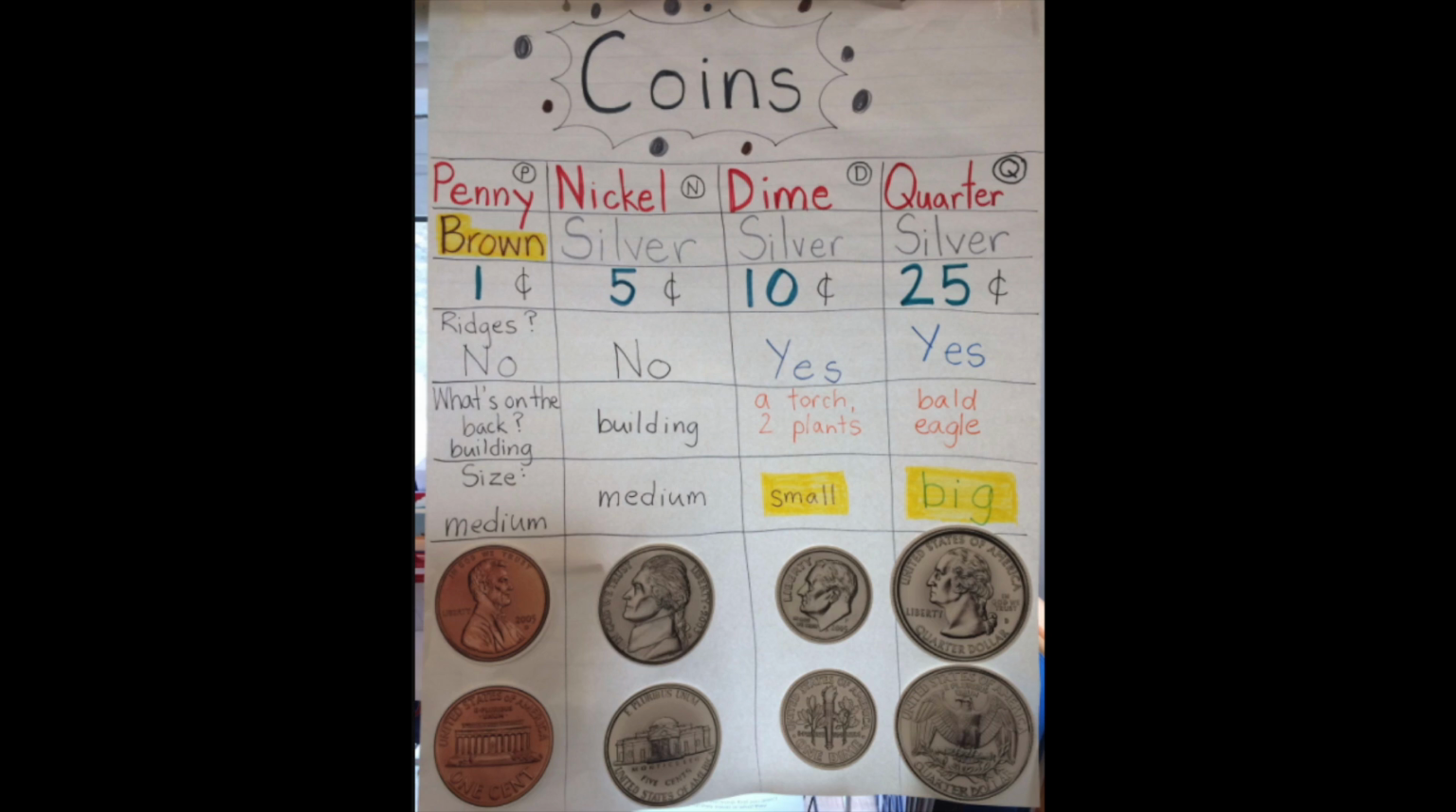Lastly, we have our quarter, which is our new coin this week. It is silver. It is worth 25 cents, so that is the most. It does also have ridges similar to a dime, and on the back is a bald eagle. On the back of some quarters, there are states as well. So if you look at different quarters, you might see a quarter for Pennsylvania, a quarter for New York, and so on and so forth. And the size is big. So it's worth 25 cents, which is the most, and it is also the biggest of the coins.